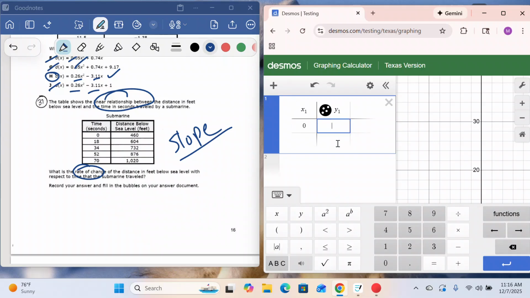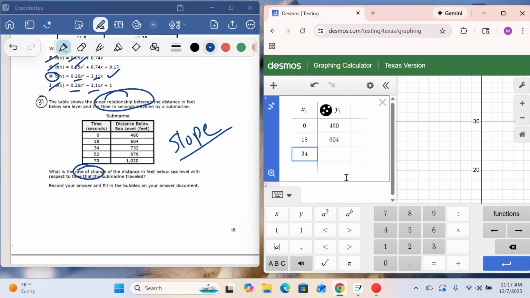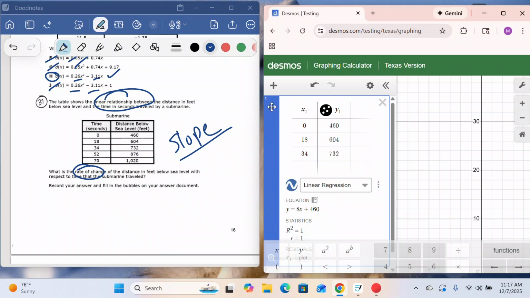The first one is 0, 460. Sometimes I go crazy and I try to put all the points in one point. But again, always check your work. And I'm going to input only 3 points just to make sure that we know it is linear. Remember, quadratics, you do need as many points as you can, and exponential, you do need as many points as you can. I'm going to go ahead and get my regression here.